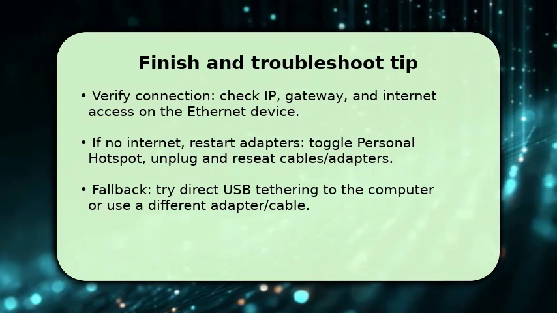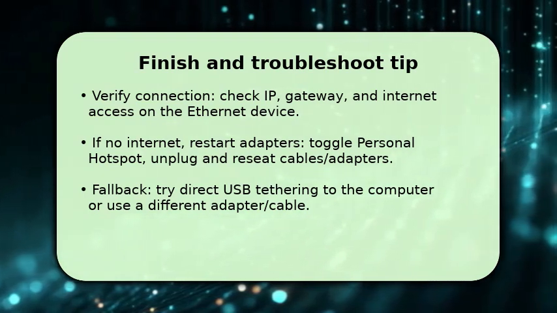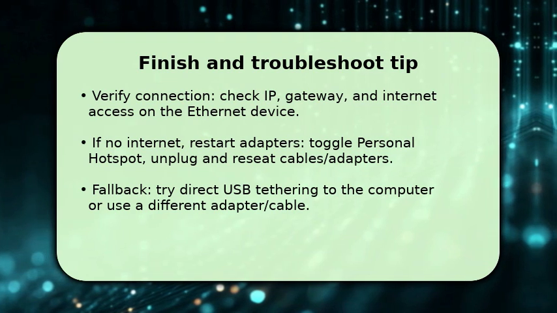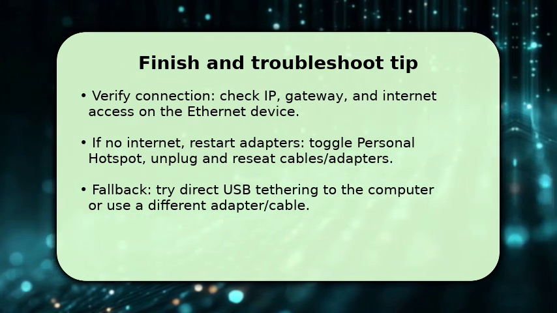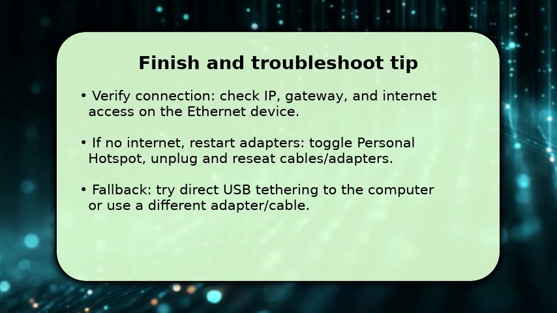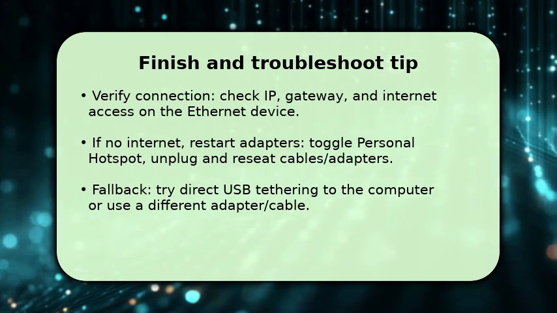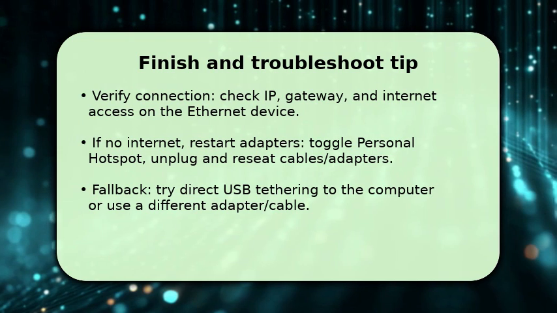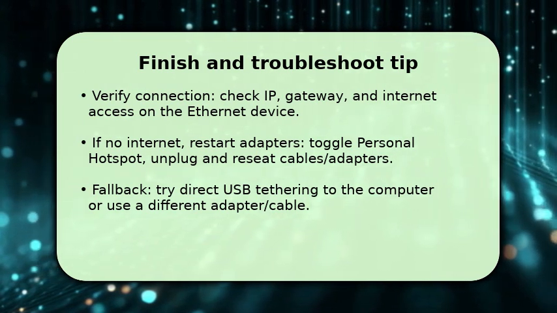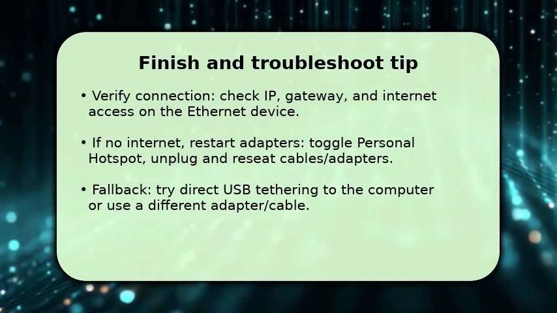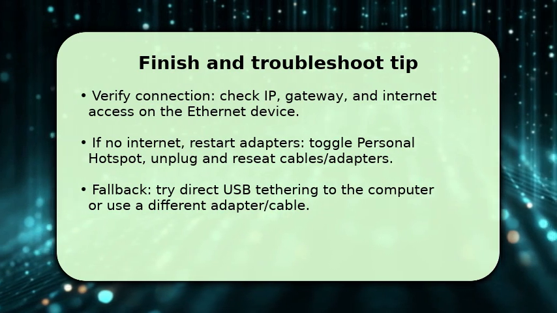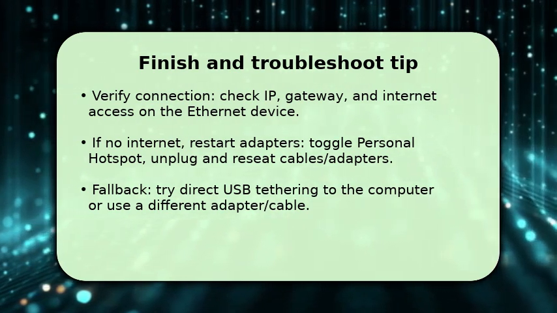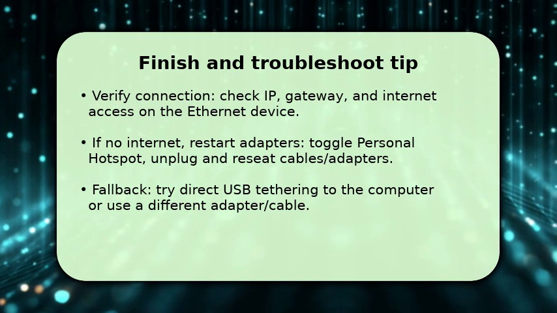If there's no internet, make sure personal hotspot is active, then toggle it off and on, unplug and reseat the adapter and cables. Once tried, reboot the phone and target device if needed. If problems persist, switch to direct USB tethering or swap adapters and cables. Bad hardware is a common culprit. That one troubleshooting tip usually resolves stubborn connection failures.